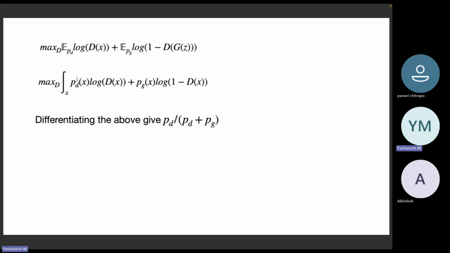The quantity is maximized if the integrand inside is maximized. So we can just differentiate this quantity with respect to d, and we see that the optimal discriminator in this sense is nothing but the true data distribution divided by the true data distribution plus the generated distribution.